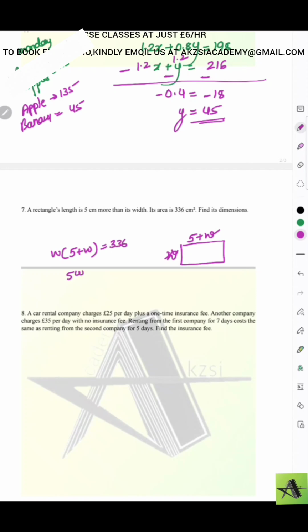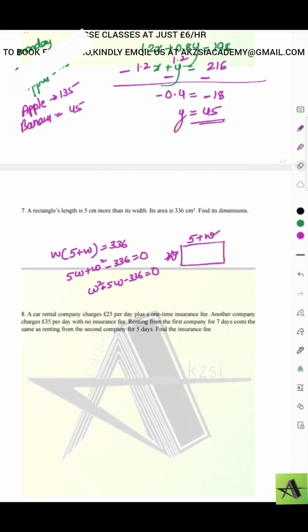That will give me 5W plus W squared minus 336 equals 0. Or write it in the standard way, W squared plus 5W minus 336 equals 0. So we have to find two numbers which, when multiplied, give me minus 336, and whose sum should be 5. The two numbers are 21 and 16. Obviously the product is negative and the sum is positive, so 21 and negative 16.